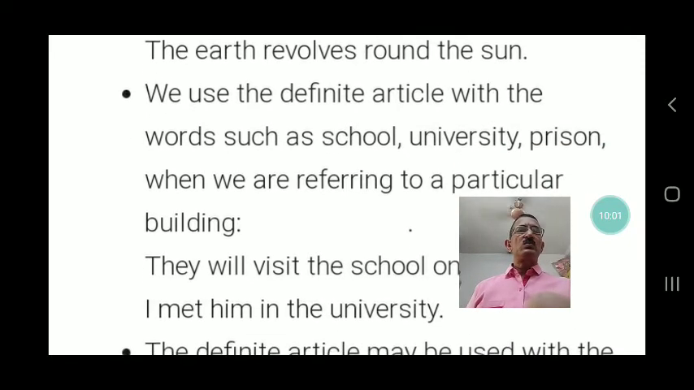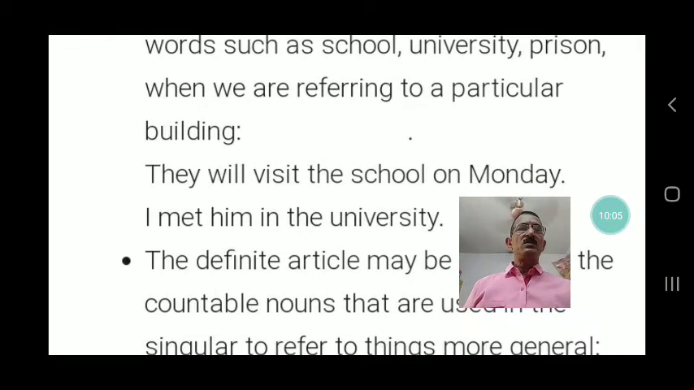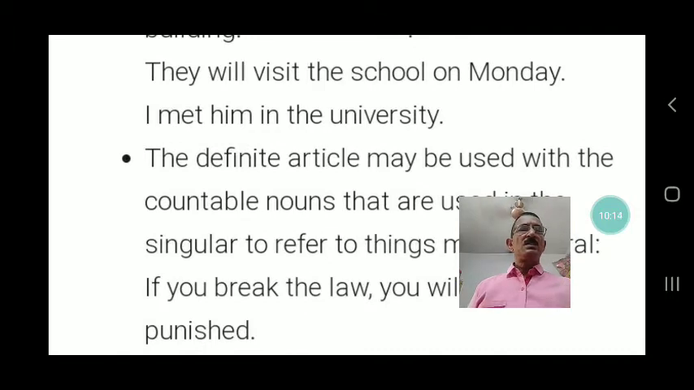We use the definite article with the words such as school, university, prison, when we are referring to a particular building. They will visit the school on Monday. I met him in the university. The university.